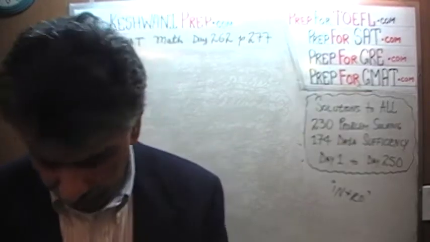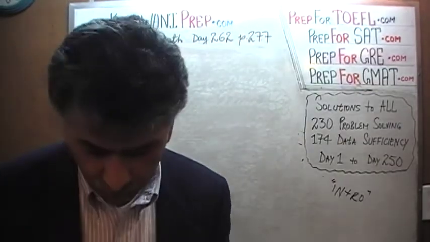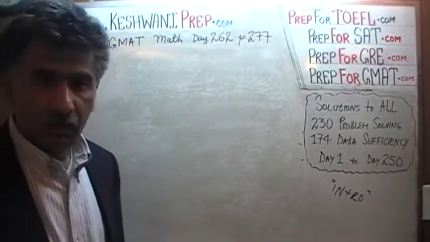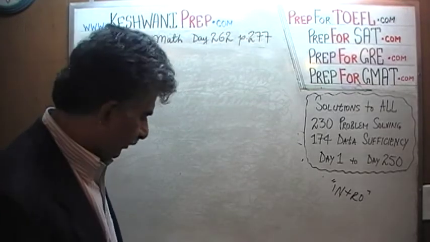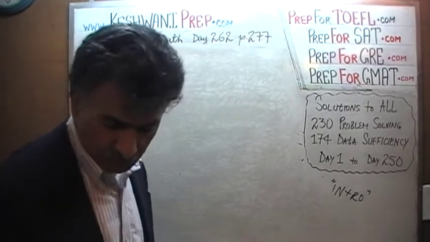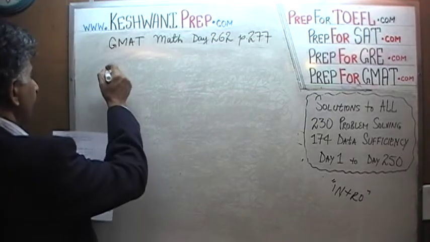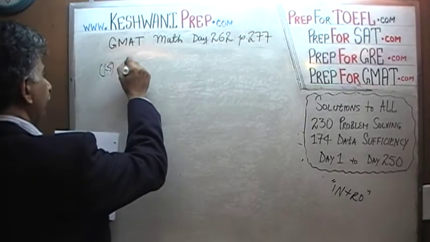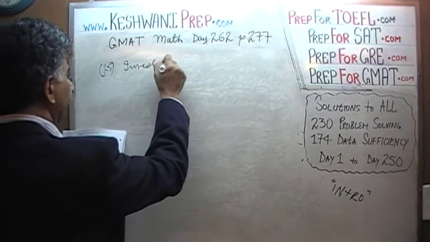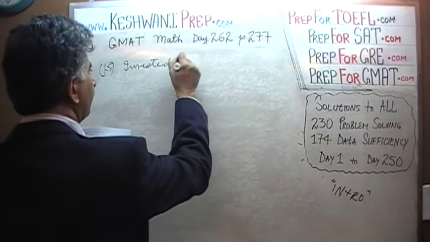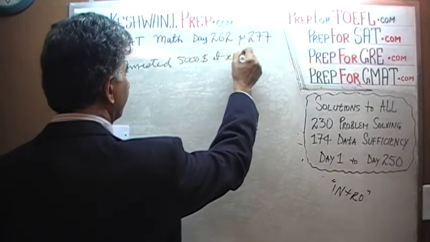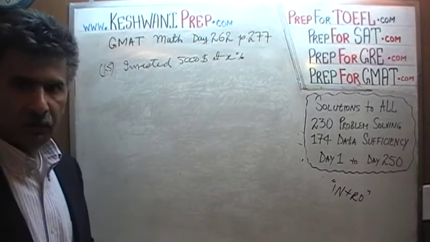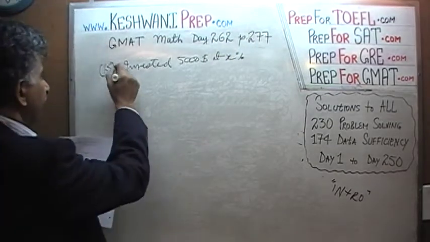Let's turn to page number 277. We're going to do problem number 25, the very first problem that you see there on the page. Number 25 tells us that we have invested $5,000 at X percent.